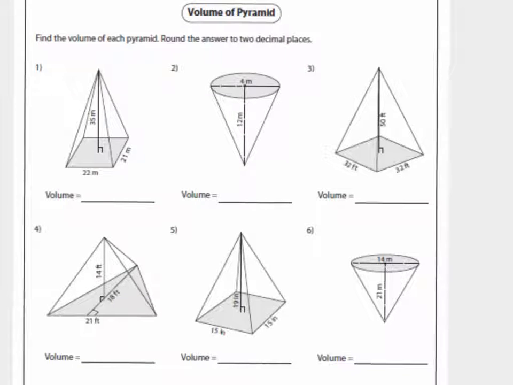We will take number one here. We know that the volume is 1/3. The area of the base is going to be 22 times 21. And then the height is 35. And if you get your calculator out, which I don't have right now, you can work out your answer. Work this worksheet out and do that as well.